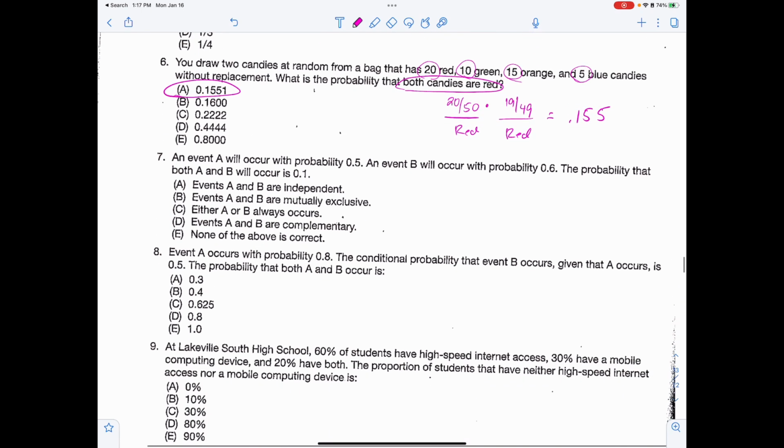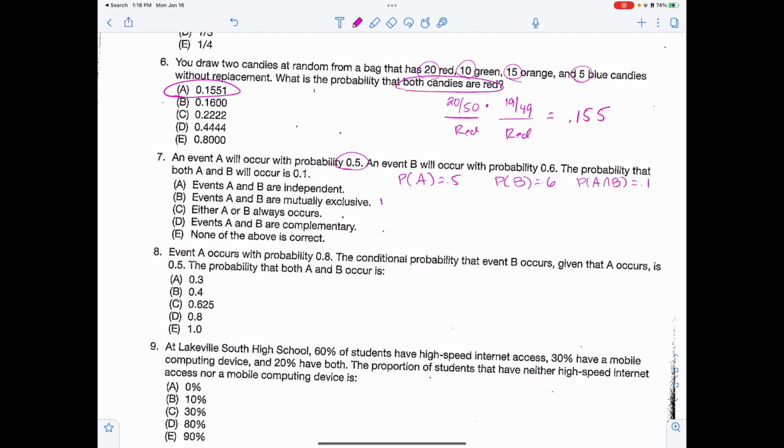And event A will occur with a probability of 0.5. I'm putting it down. B will occur at 0.6. The probability that A and B occur will be 0.1. Okay, so it says the events are independent.